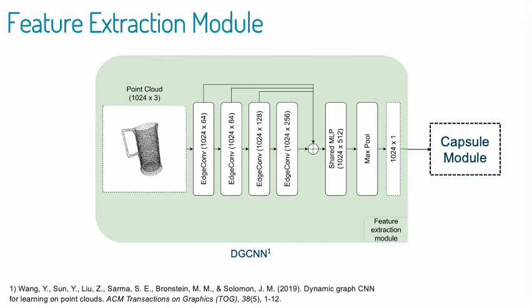The network then applies a shared multi-layer perceptron, MLP, on the edges of the graphs. This process is repeated for each of the 4 edge convolutions in the feature extraction module. The output of all the edge convolutions is concatenated and processed using a shared MLP and pooled to a 1024 x 1 feature vector using an adaptive max pool operation.